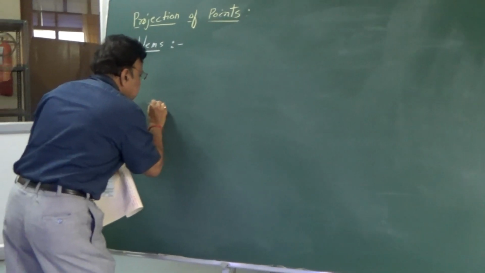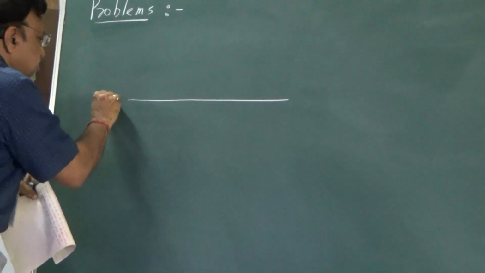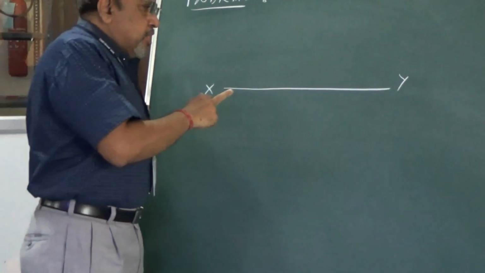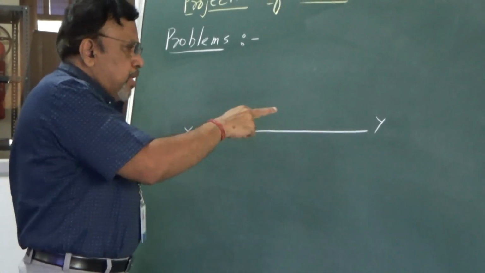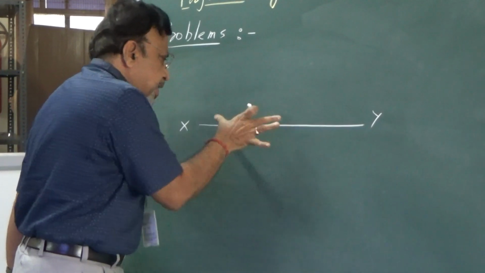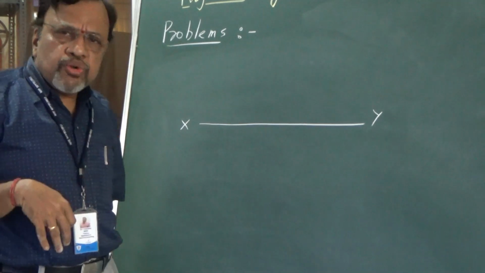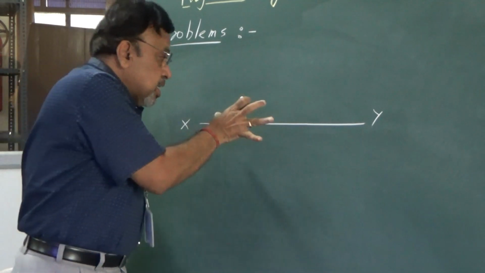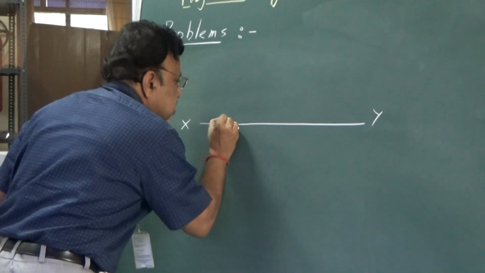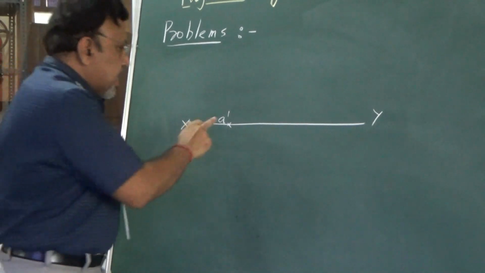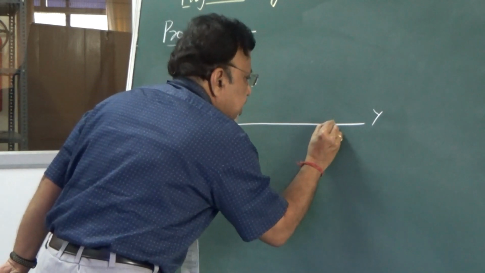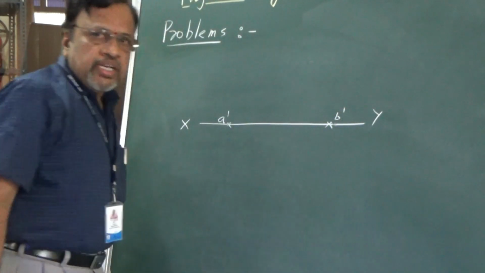So as usual, I will draw the XY line first. Then I know that both front view points, A dash and B dash, will be on the XY line. Can I take A dash and B dash together here? I cannot. Why? Because it is given that the distance between their projectors is 75 mm. So I will consider this as A dash, then consider the distance between A dash and B dash to be 75, and take this as B dash.